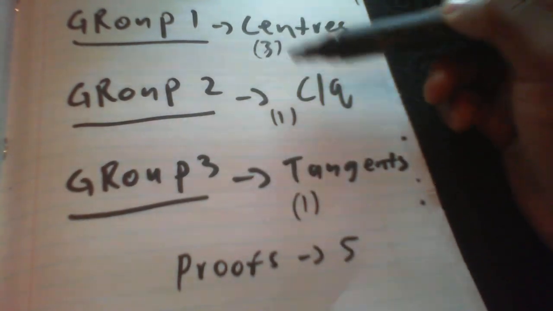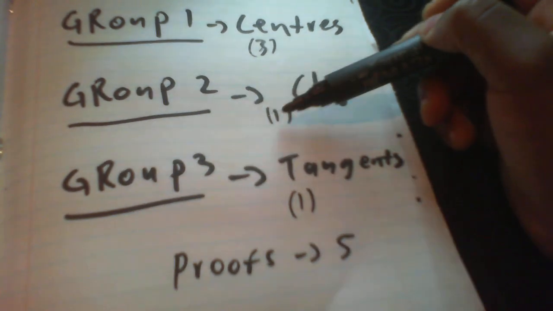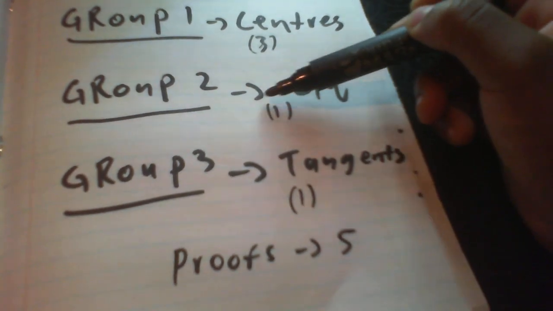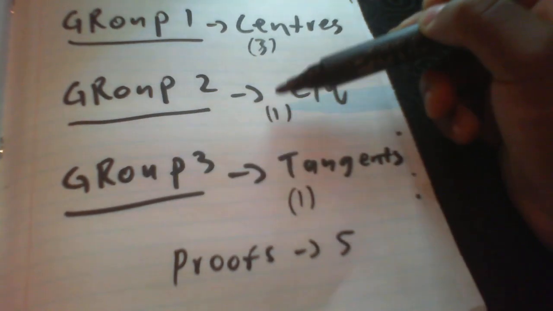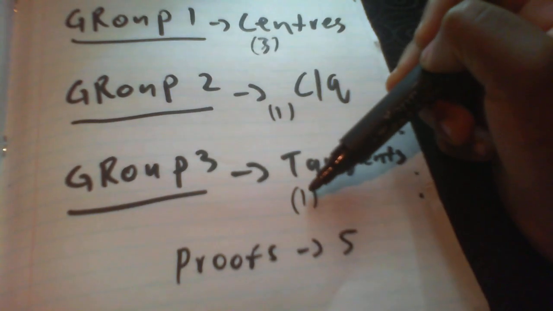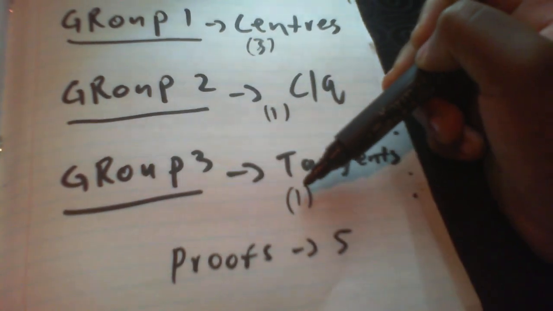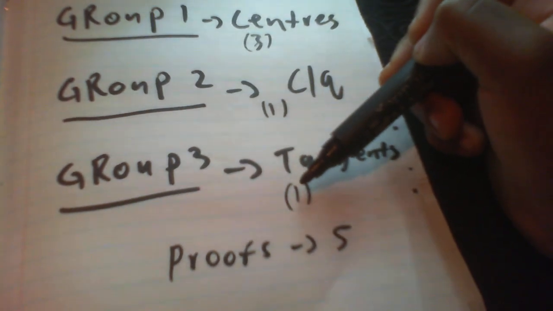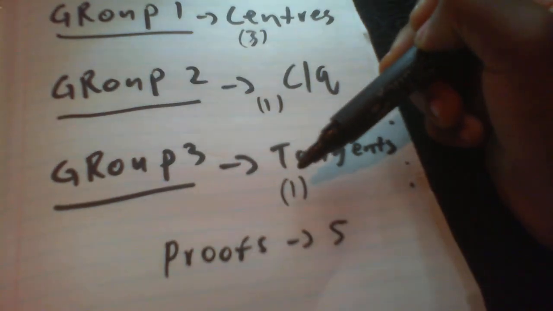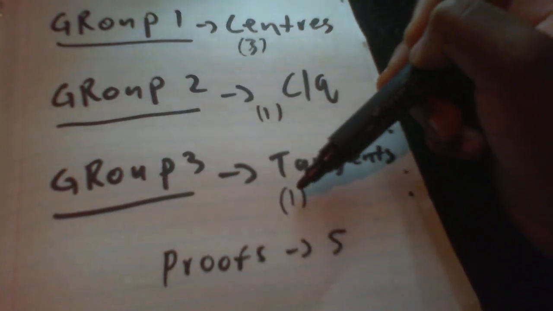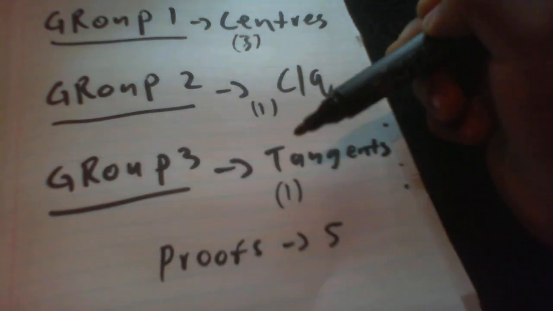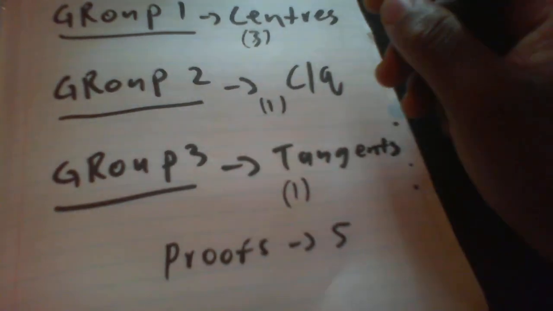You need to know the proof that opposite angles of a cyclic quad are supplementary, and tan chord theorem you need to know how to prove. And there's 2 ways of knowing how to prove tan chord theorem. It's just 2 ways. They are not going to ask it in 2 different ways, but it's just 2 ways of proving that one.